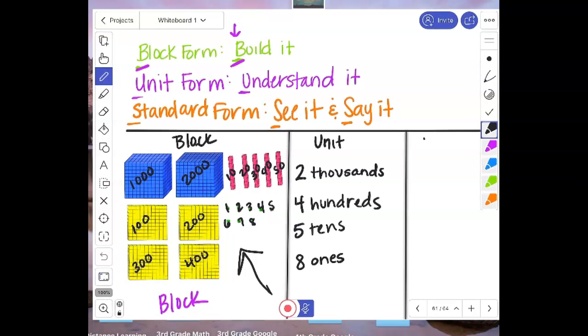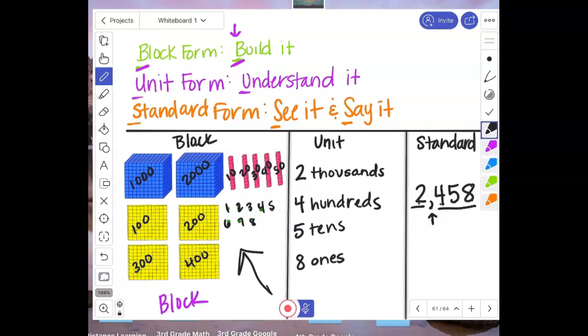And then the last form, standard form, is really how do I see it and say it? So if I have 2,000, 458. That's really just how the number is seen when I write it out. And how do you say it? You say 2,458. And here's a tip for you. You only say the word thousand when there's a comma. So 2,458.